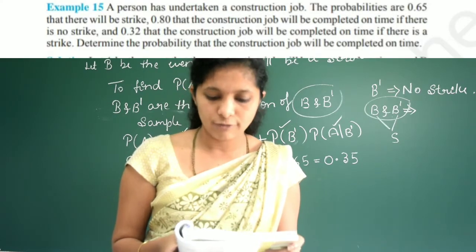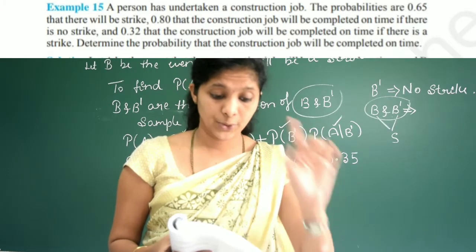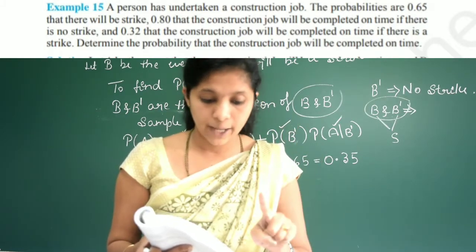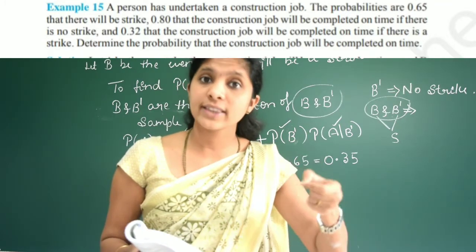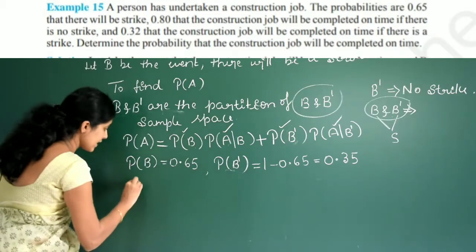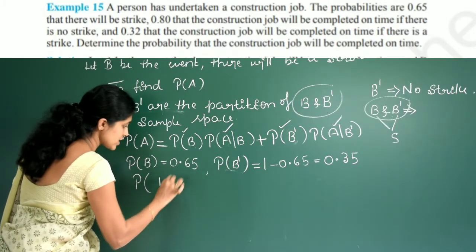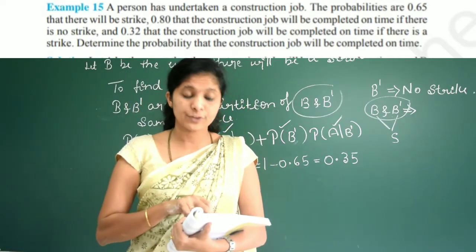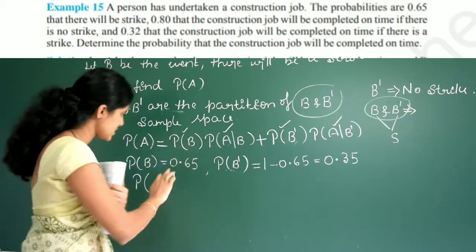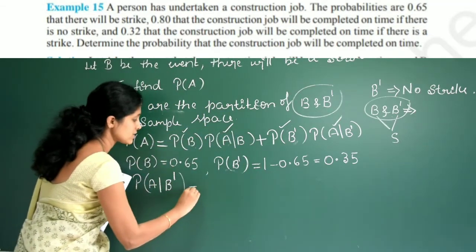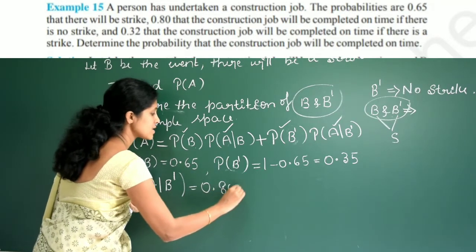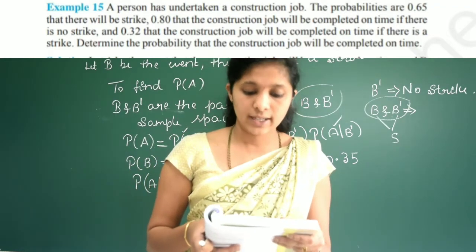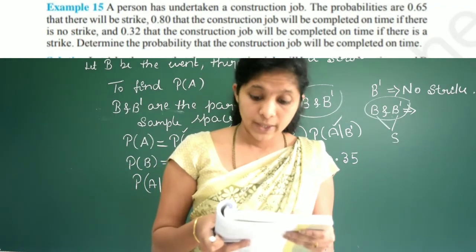0.80 that the construction job will be completed on time if there is no strike. Try to understand. It is given that there is no strike. Is it clear? No strike is given, that is B dash is given. I hope you are getting this. So the probability of the construction job being completed if there is no strike, that is B dash, probability of A by B dash is equal to 0.80. Is it clear? Next what is given? And 0.32, the construction job will be completed on time if there is a strike.